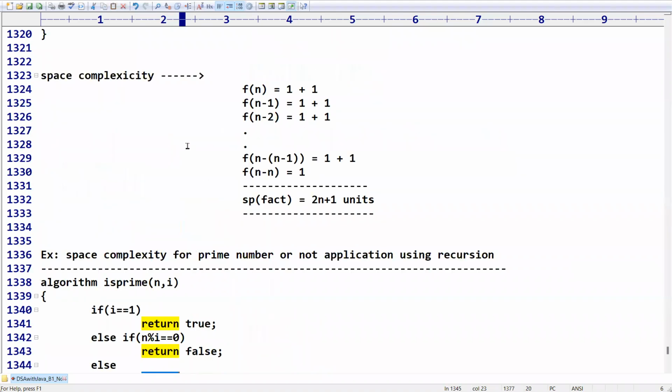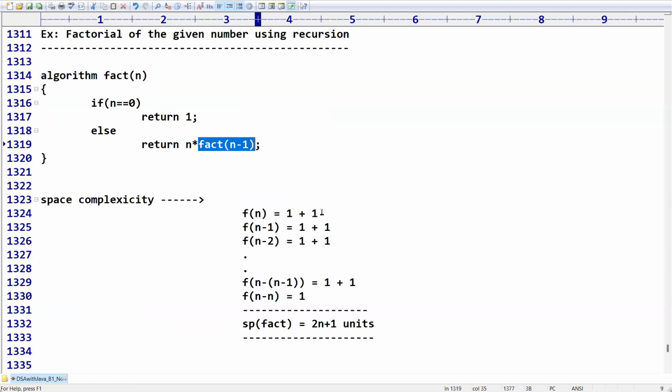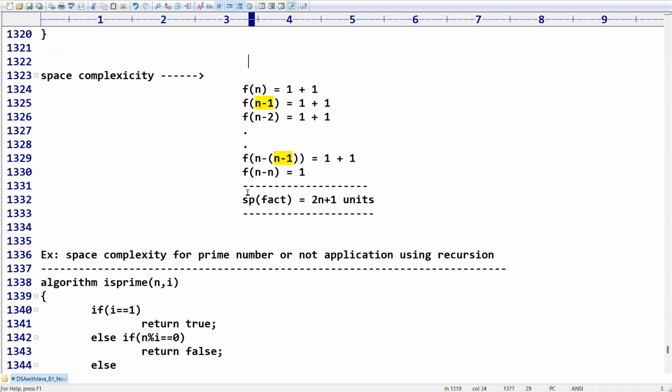So here for n, I told 1 unit. For this, I told 1 unit, right? So I used the term to store this recursive call. To store this recursive call means what? Internally, the n minus 1 value is going to be stored, right? From that point of view I am explaining. Clear? Okay, sir. Got it. Thank you. Excellent, sir.